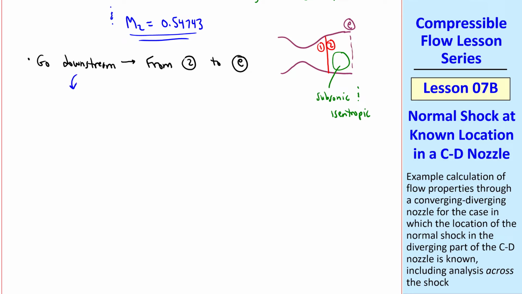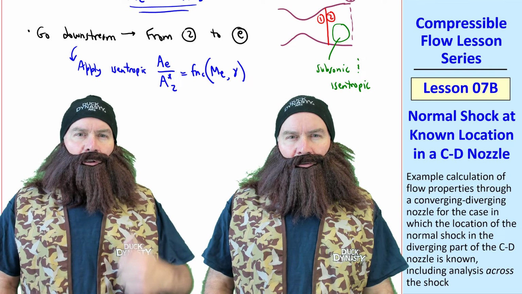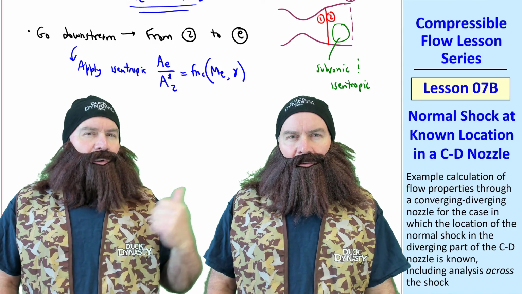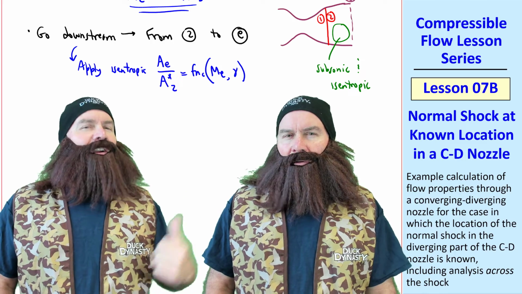So what we'll do is apply again the isentropic area ratio equation. Here AE over A*2 will be a function of ME and gamma, but we don't know A*2. So I'll ask the students, how can we calculate AE over A*2 so that we can calculate the Mach number ME? Well, Duck and I, we've been practicing ratios, so I volunteer Duck to answer.